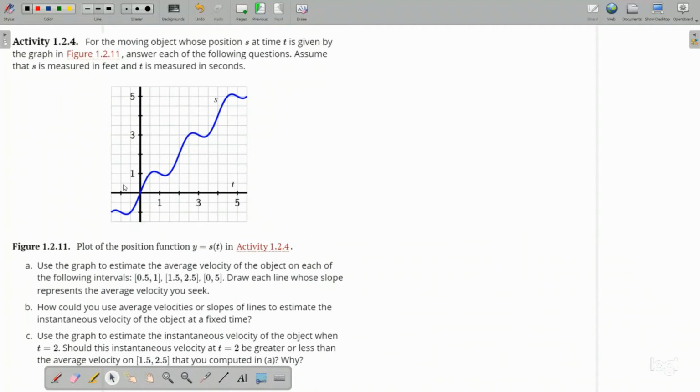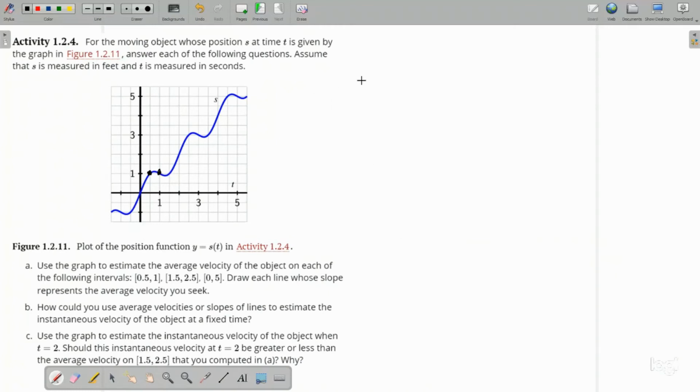Okay, so here's the graph of the position s of our object, and we are asked to use the graph to estimate the average velocity of the object on each of the following intervals: from 0.5 to 1, 1.5 to 2.5, and 0 to 5. So what does that mean? We need to look at the position of the object at these different times, so 0.5 and 1. At t equals 0.5, we're here, t equals 1 is here, and you see that in both of these points, it's about equal to 1.